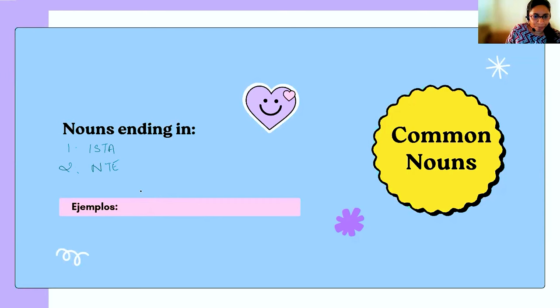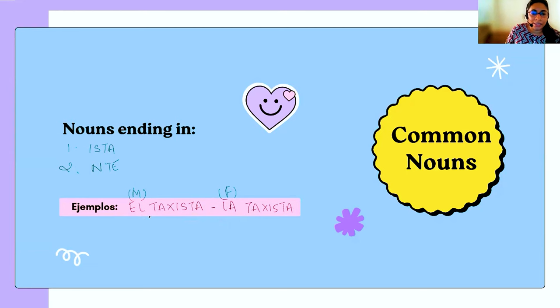Let's look at some examples. One would be el taxista. I'm pretty sure you understand what it means. It is the taxi driver. Now, if you're referring to a guy, you're going to say el taxista. What if it's a female taxi driver? You're going to say la taxista. Very simple. This is the best part with common nouns. You just have to change the article.